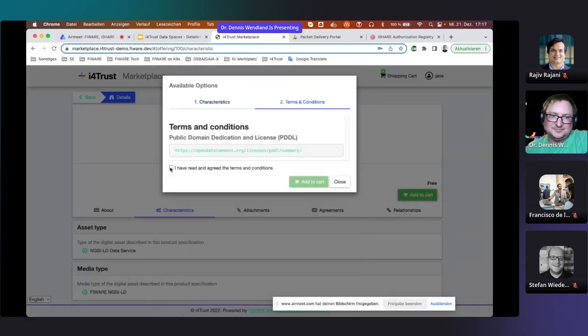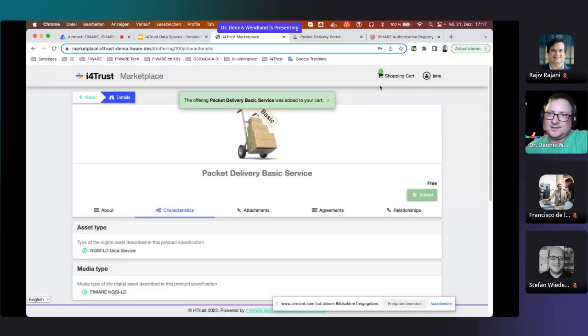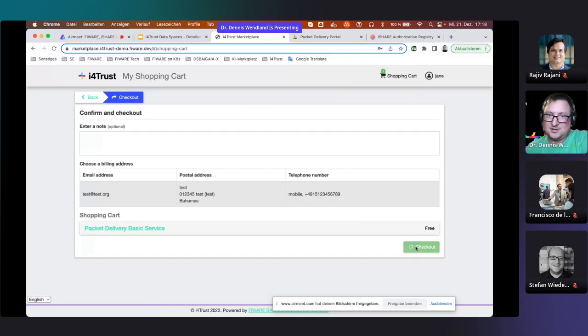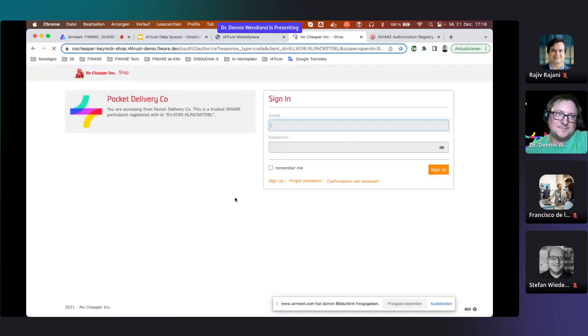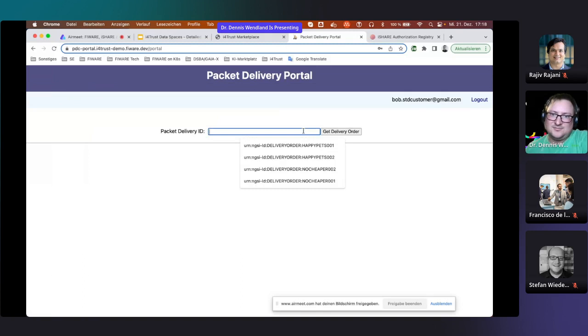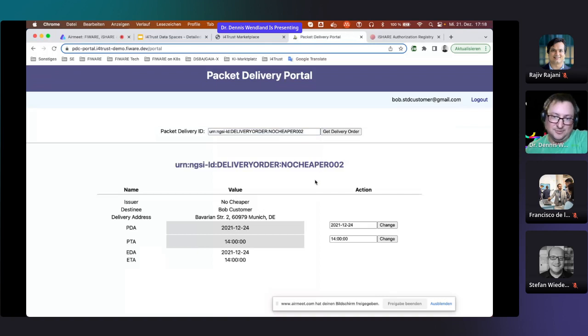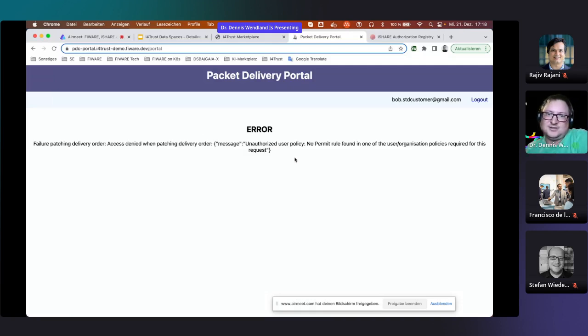Adding this to my cart and performing the checkout. And now on the portal, I'm logging in as a customer of NoCheaper. So I'm choosing their IDP. And now I'm a customer of them, trying to retrieve a certain delivery order, which works, of course, since I have the get permission. But now when I try to change the planned time of arrival, let's say to retrieve it in the morning, it states that the user policy is not authorized.